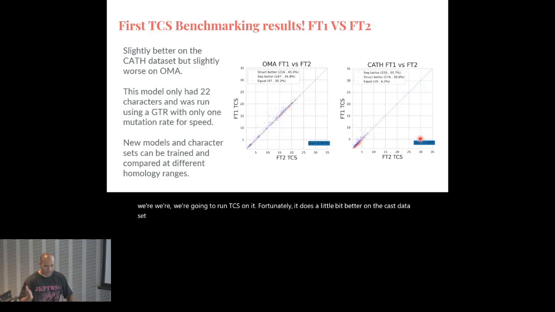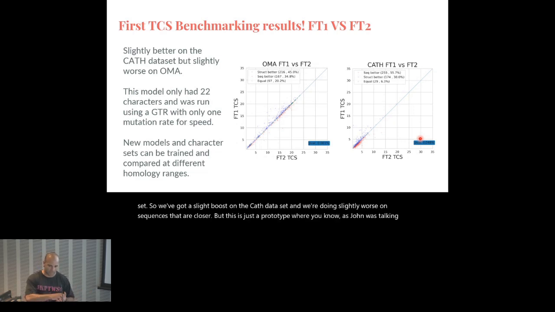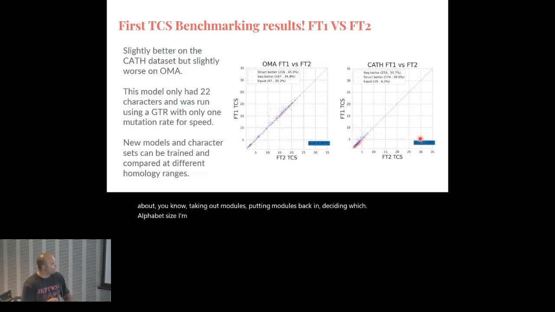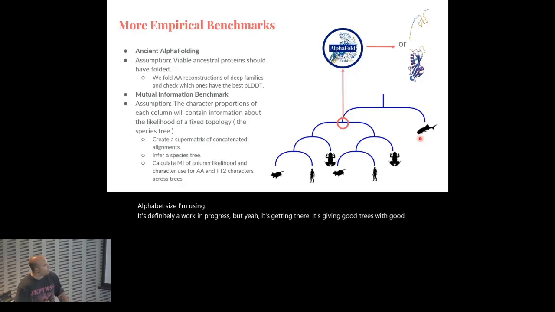So we've got a slight boost on the CAF data set, and we're doing slightly worse on sequences that are closer. But this is just a prototype where, as John was talking about, taking out modules, putting modules back in, deciding which alphabet size I'm using. It's definitely a work in progress, but it's getting there. It's giving good trees with good topology.